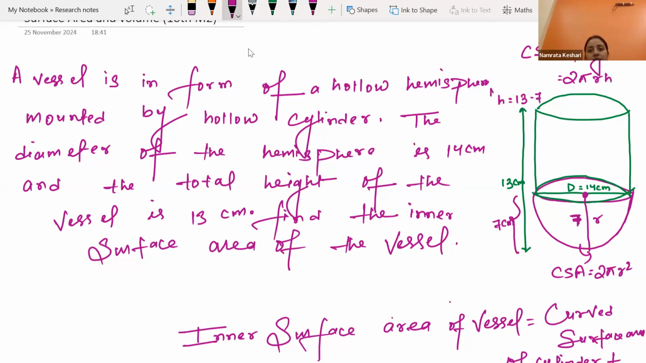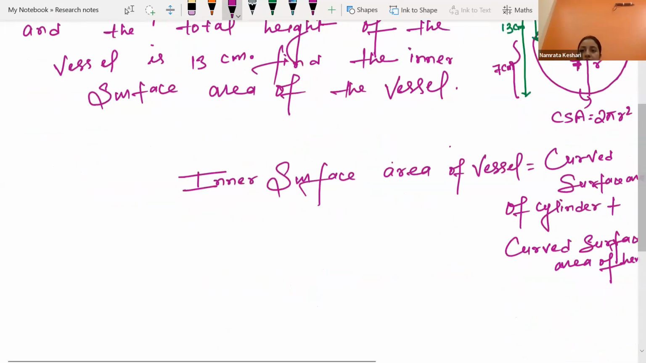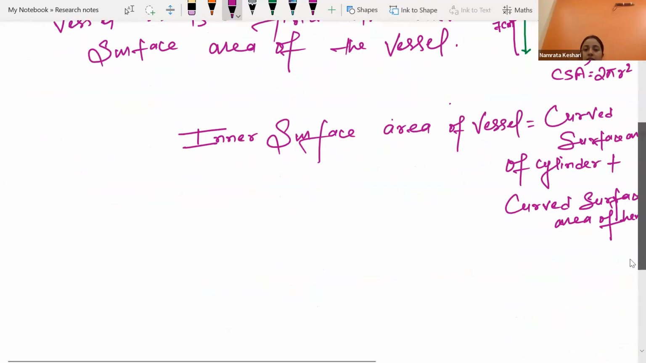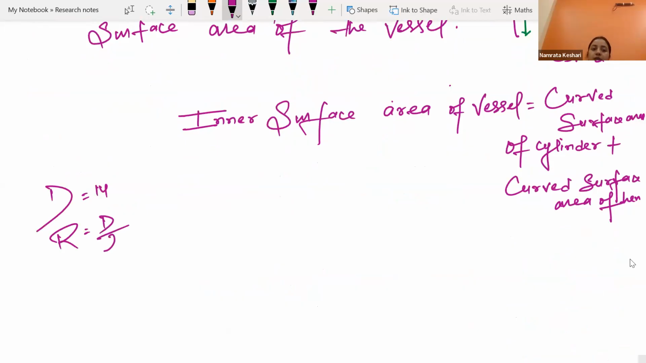Everyone getting it? Yes. Okay, please do the simplification now. I am writing the other question. The diameter was given as 14, and we found the radius will be d by 2, that means 7.